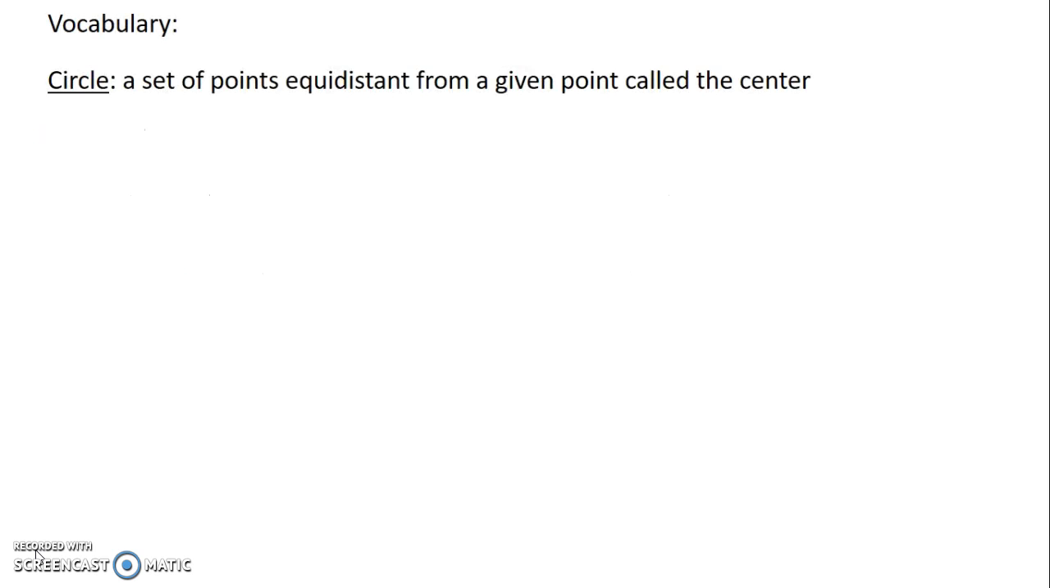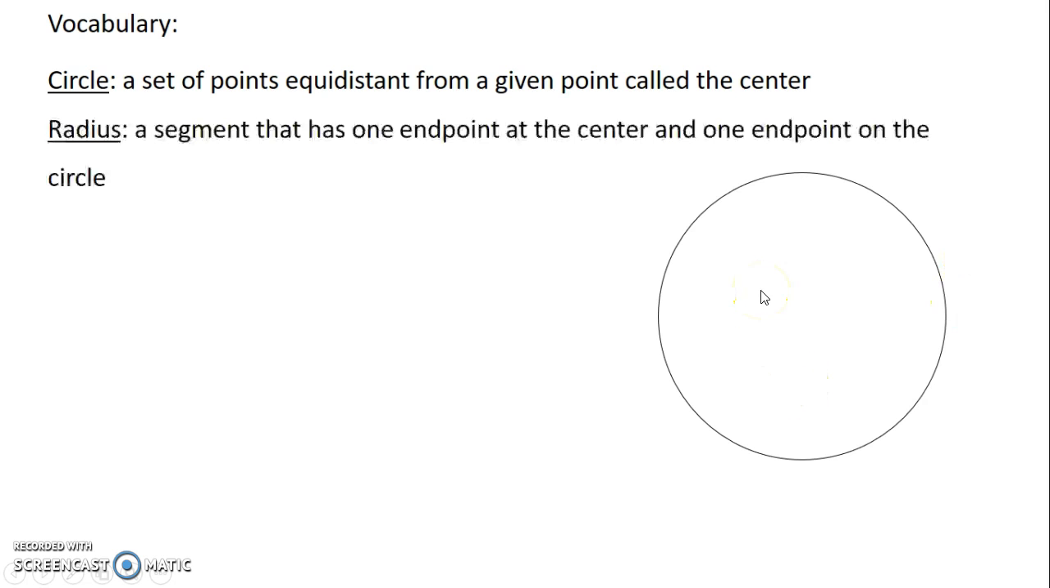First vocab word is a circle. We're talking about circles. You need to know what they are. You've drawn them before. You've seen them drawn before. It's officially the set of all points that are equidistant from the center. So they're all the same distance away from the center, so it doesn't look lumpy or anything like that.